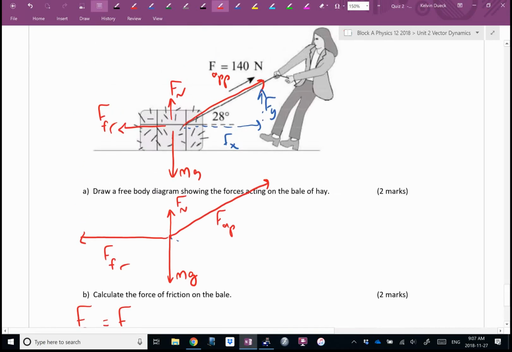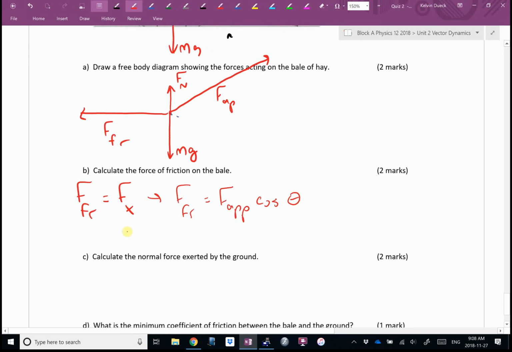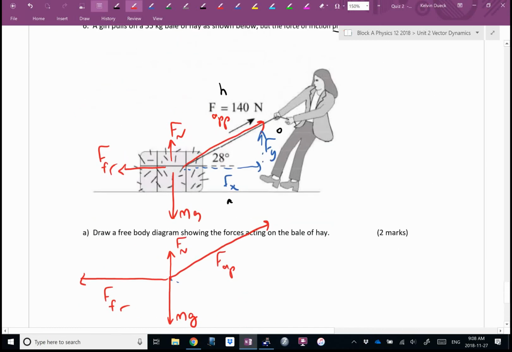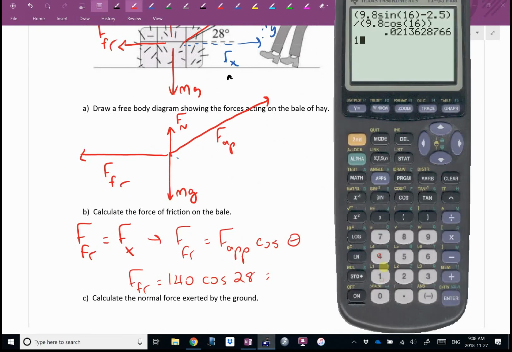And so this question that stumped me for a while, I went, oh, and Fx is going to be, hypotenuse, adjacent, opposite, of course it is. I said friction is going to be the applied force times the cosine of theta. If I plug in numbers, friction is going to be F applied 140 cos 28. And I got, you got 123.6.